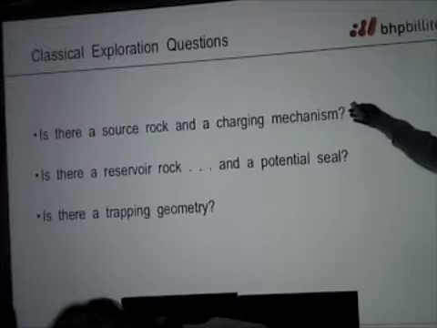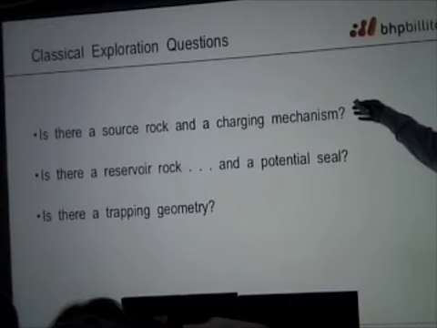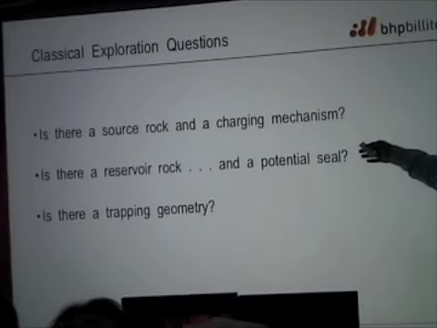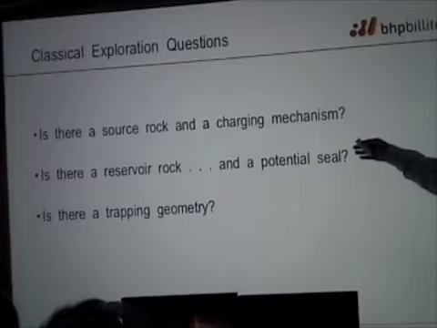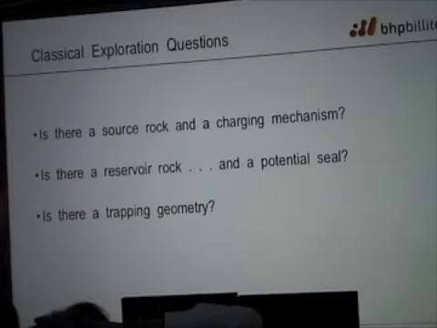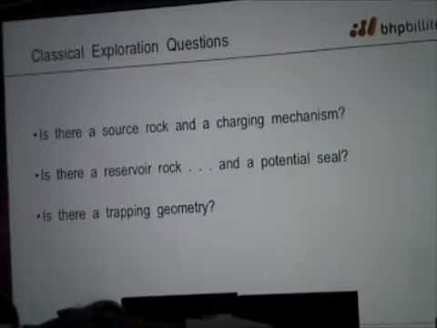Who would you get to answer this question? Well, that's a geochemist. Who would you get to answer this one? That's a branch of geology, a special branch of geology. Geologist. Yes, that's a stratigrapher in particular. Right? And then the last thing is, is there a trapping geometry? And of course, that's where the geophysicist classically has come in.